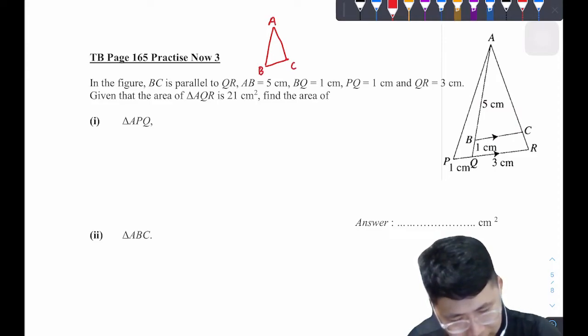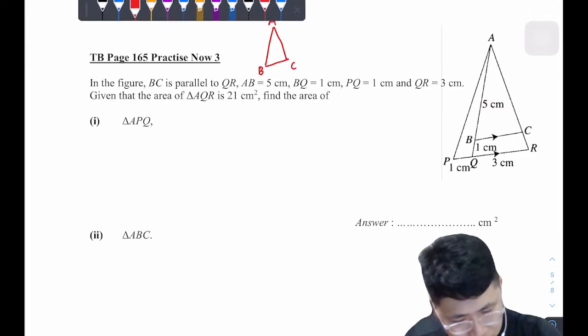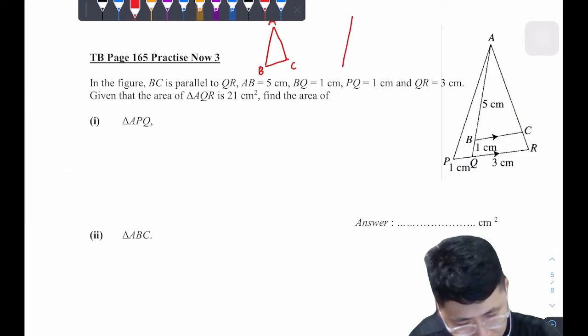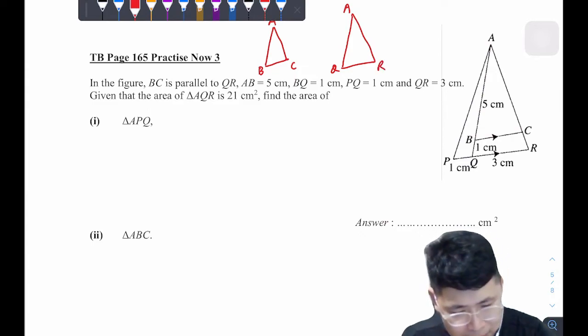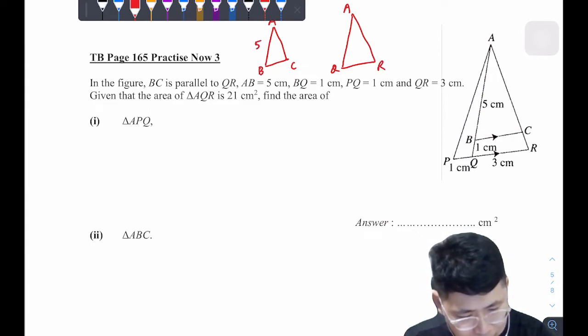Okay, we can extract ABC. And let us extract AQR over here. Let me extract with a bigger triangle, AQR. Okay, similar triangles. So AB is 5 cm, BQ is 1, so this will be 6 cm. PQ is 1 cm. QR is going to be 3 cm.